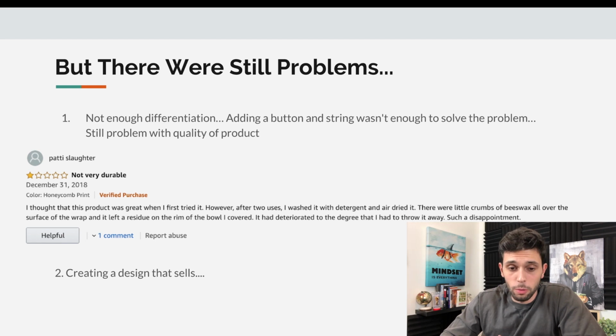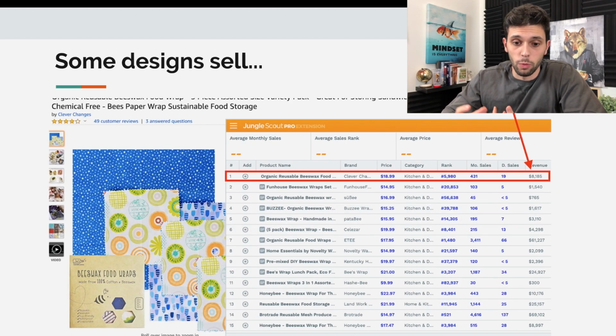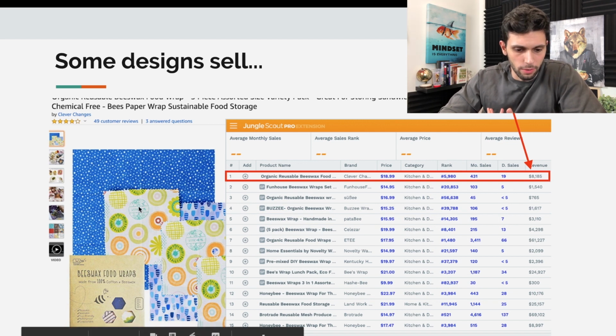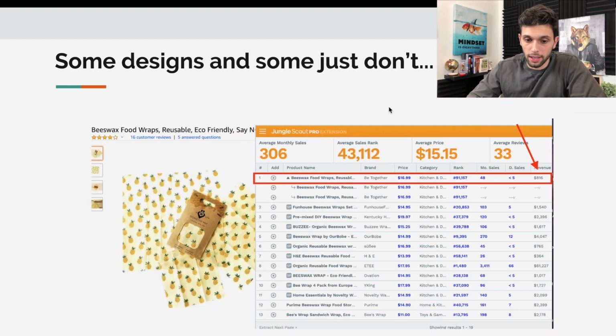So a reason why I don't like differentiating with designs is because some designs sell well. And as you can see here, I wouldn't think this design would sell well, but clearly, it does. It sells really good for that. And some designs just don't sell, right? And it sucks, but what can you do, right? So that's basically the biggest reason why I don't like going into design differentiations.